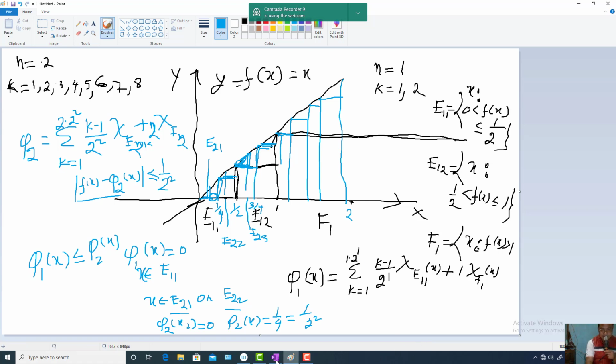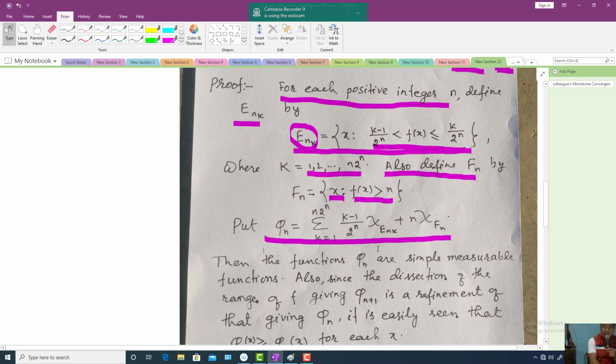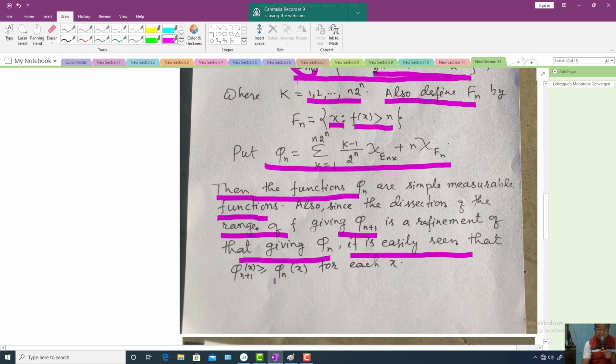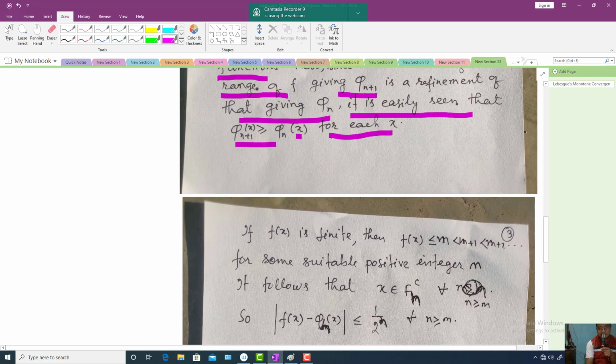So next, let us go back to our note. See, so this is how we define the set and then the simple function like this, and then I have already explained. Then the functions phi n are simple measurable functions. This is quite obvious from the definition. Also, since the dissection of the range of the function f giving phi n plus 1 is a refinement of that giving phi n. Okay, I explained to you this is a refinement. It is easily seen that phi n plus 1 of x is greater than or equal to phi n of x. That means this is monotonic increasing for each x.